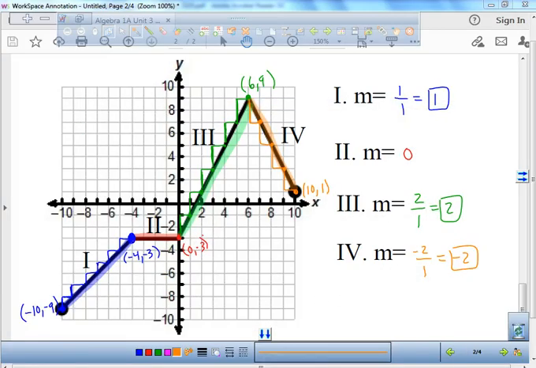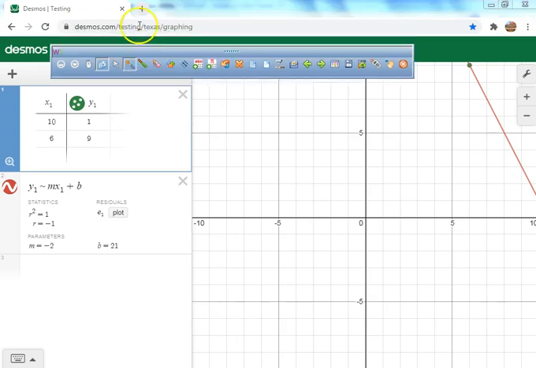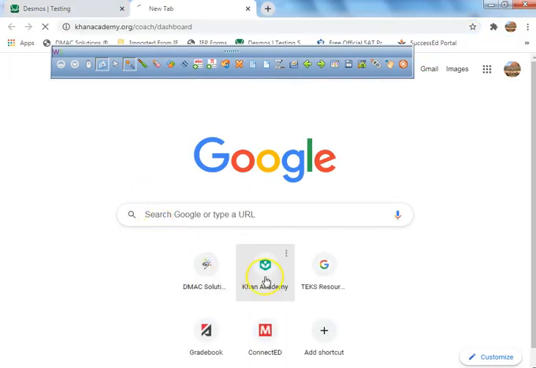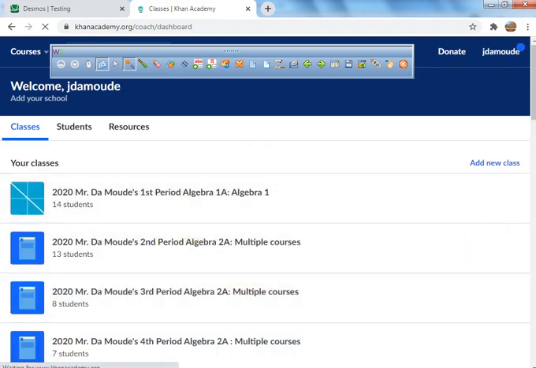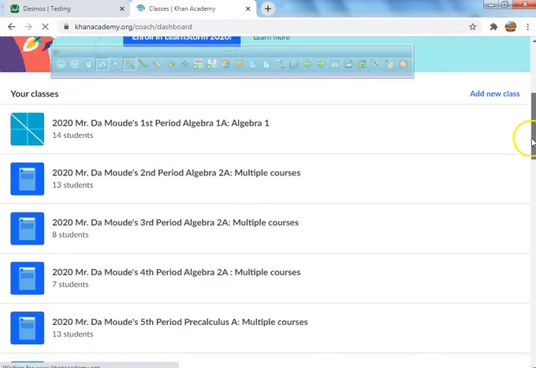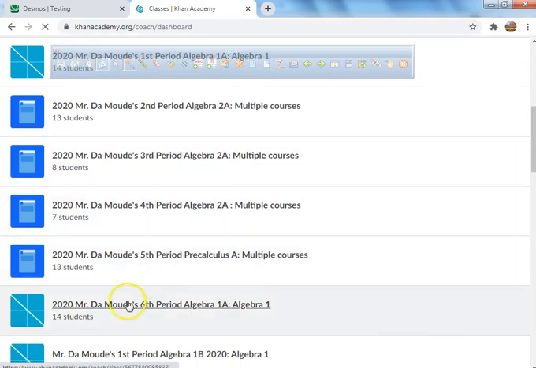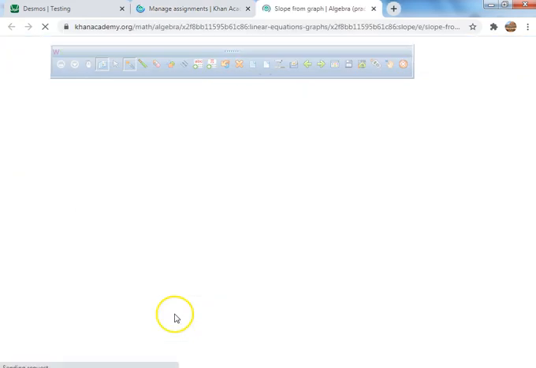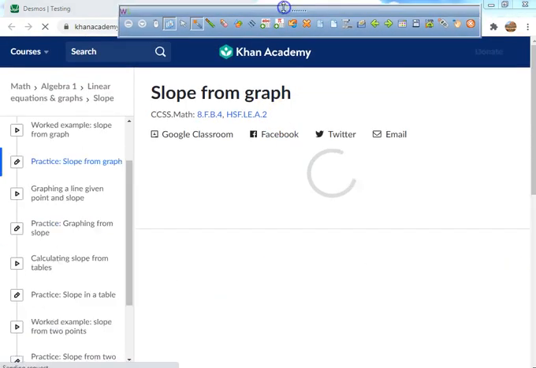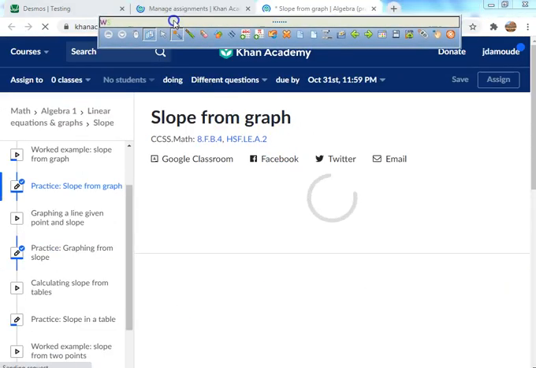So everybody, here's what we're going to do. We are simply going to go right over here. I'm going to go to the Khan Academy, and I'm going to do two problems with you. Make sure you know what I'm doing, and then I'll let you guys have a chance to do it on your own. So we're going to go to the Khan Academy. Right here, we're going to go slope from graph. So by the way, this is called slope from graph.